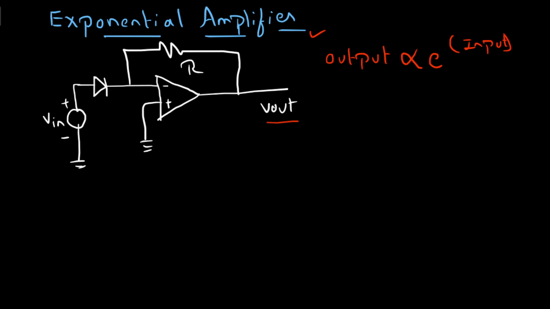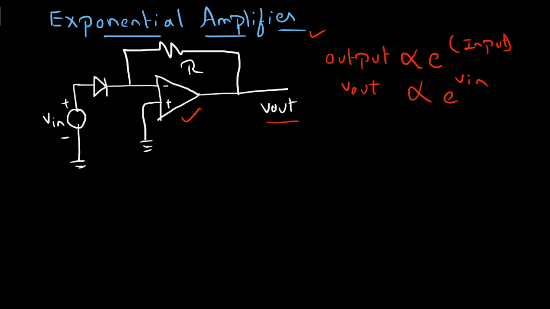Okay, so what is output here? The output of the circuit is V out, and what is the input of the circuit? Input of the circuit is V in. Here the circuit is constructed by using an operational amplifier. Okay, so let us start the analysis.